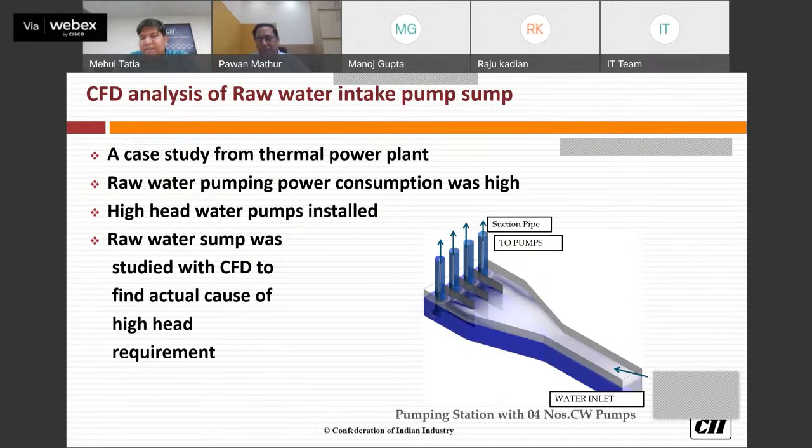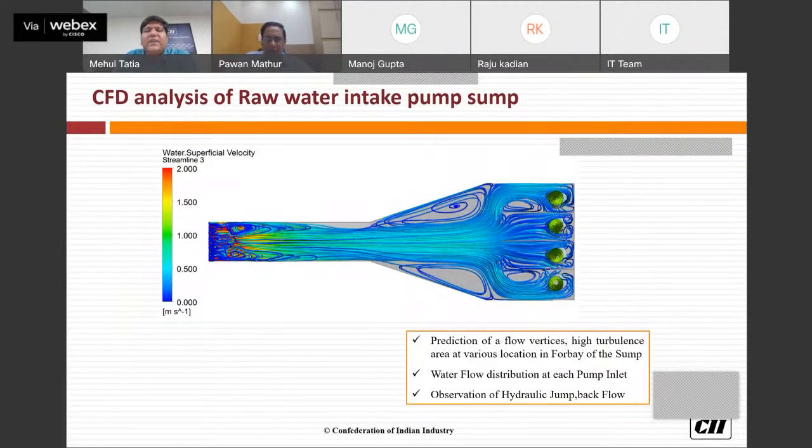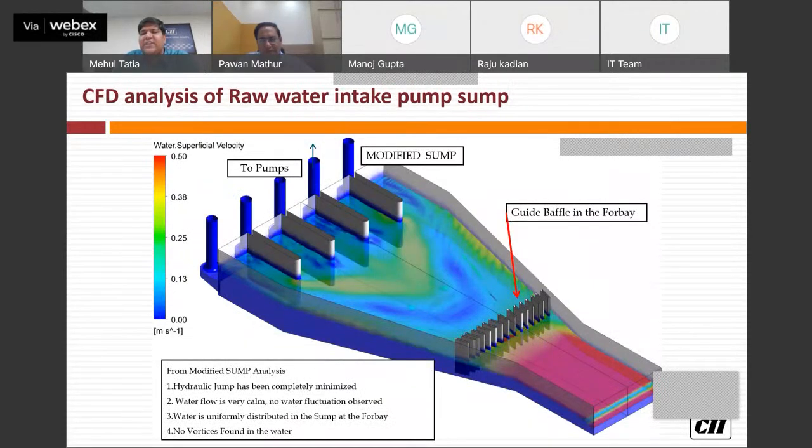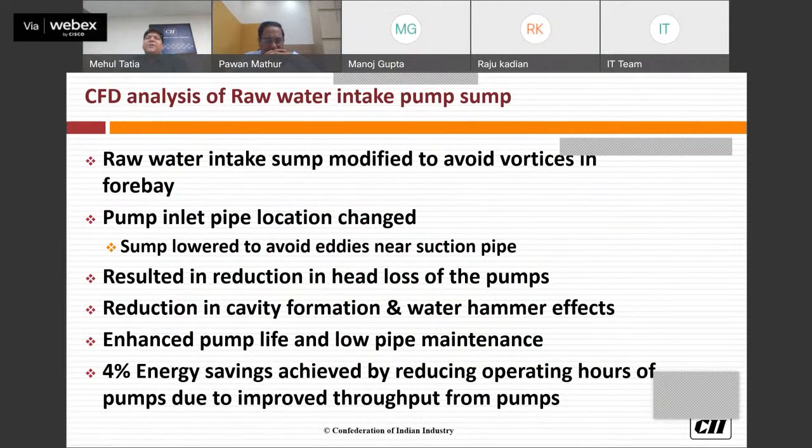In this particular case study, the overall head of the pumps were very high. I mean, the pumps were running at very high heads. Because of this, the plant team went ahead and did a complete CFD analysis of their raw water intake sump. They identified areas of problem wherever there was some turbulence, wherever there were some vortices being formed. They identified those areas and did a complete rectification, and they were able to significantly reduce their overall problems in the raw water intake sump or the cooling water intake sump.